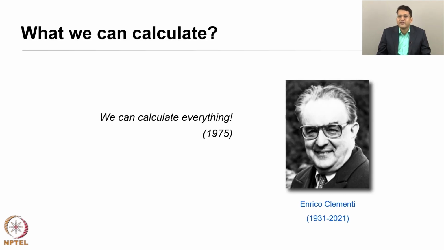Enrico Clementi in 1975 already started claiming we can calculate everything. Enrico Clementi was one of the pioneers in doing atomic heteroform. I had the good fortune to meet him once. He's a very amazing man, but he went overboard to make this statement that we can calculate everything. After almost 50 years of his statement, we still cannot calculate everything. So what can we calculate? We can actually calculate a lot of things.